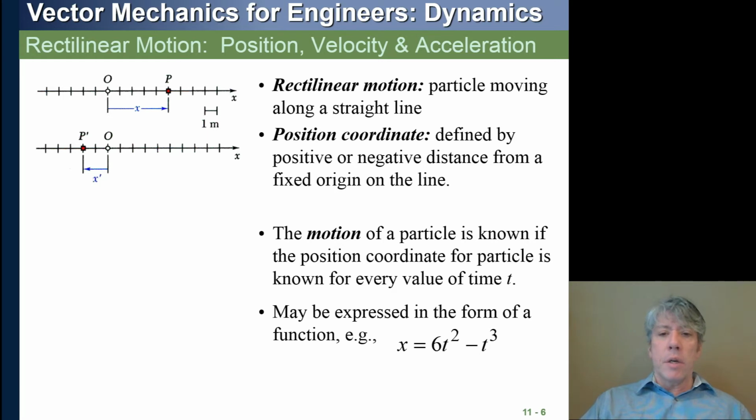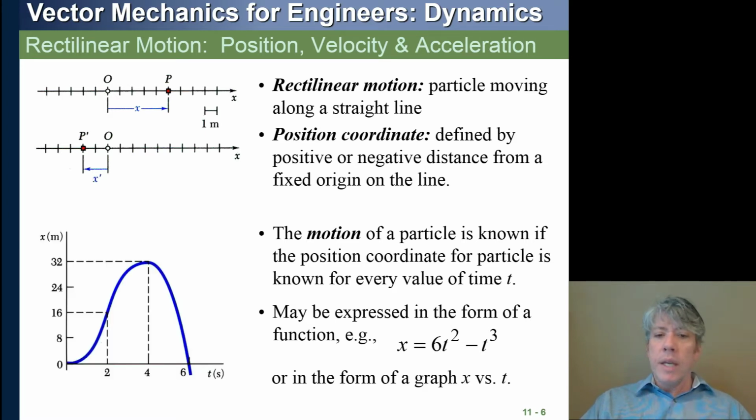Now, the motion of the particle is known if we know where the particle is at every point in time. This could be expressed as a function. For example, the position equals 6t squared minus t cubed, where t, of course, is time. It could be expressed in the form of a graph, where we know position on the y-axis versus time on the x-axis. Students get confused about this because all of a sudden we have 2 coordinates and it makes them think of 2-dimensional motion. What I wish is that this graph was rotated 90 degrees, because then our x-coordinate would match the original x-coordinate that we defined, and you would understand that we're just talking about how that particle moves along the x-axis with respect to time.